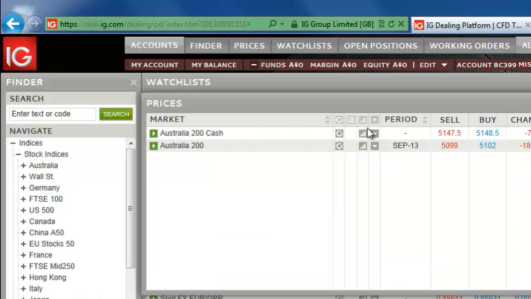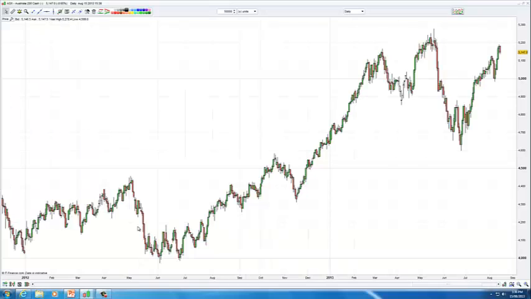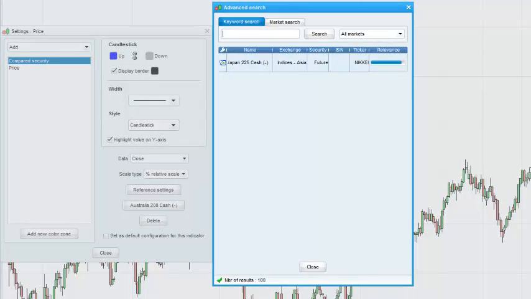So if I bring up the Australian 200 cash and go to Pro Real-Time Charts, now just for saving time, I've actually loaded my own chart here. So this is the result. I'm going to put this chart on a daily chart. I'm going to keep it over a couple of years. Now if we right click on the chart, go to compare security. Now in this box we need to actually bring up the asset class. Now this needs to be exactly as you see the asset on the platform.